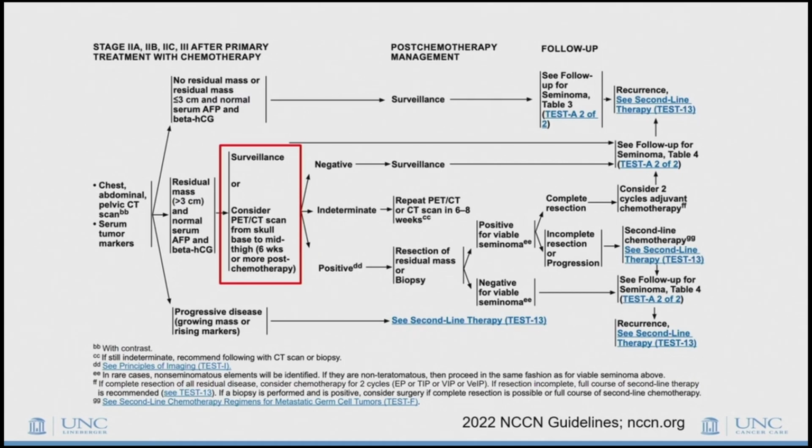And so this is the NCCN guidelines. You can see, for seminoma, after primary chemotherapy, if you have a residual mass less than 3 centimeters, you're done, go on to surveillance. If you have a residual mass greater than 3 centimeters, you either can do surveillance or consider PET, right? So it's very wishy-washy here, even in the guidelines. And then if the PET is negative, surveillance. If it's indeterminate, repeat it. They recommend 6 to 8 weeks here in the guidelines. And if it's positive, do resection or biopsy.